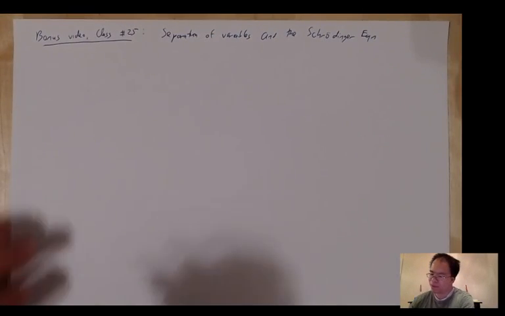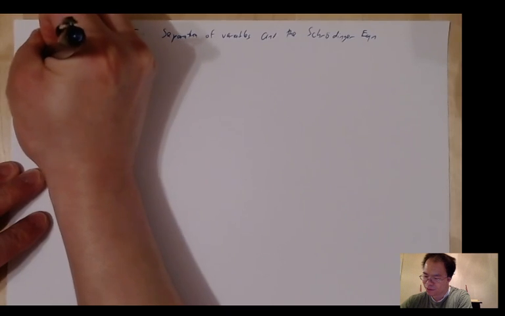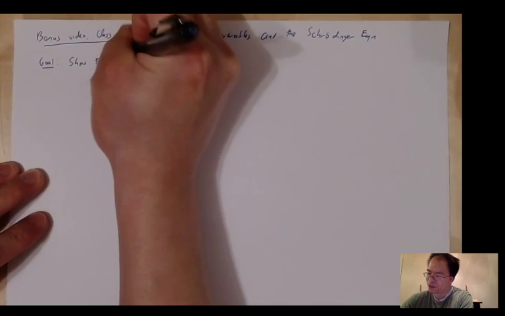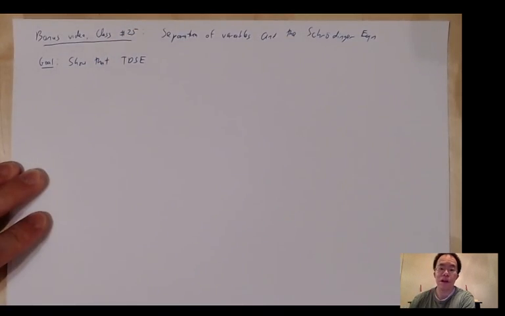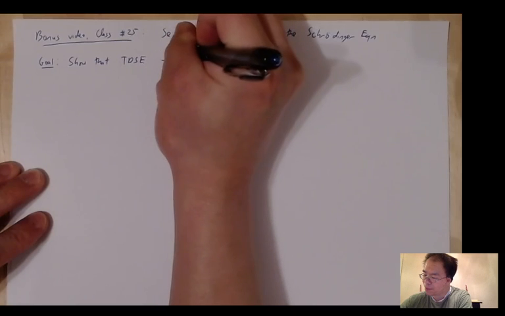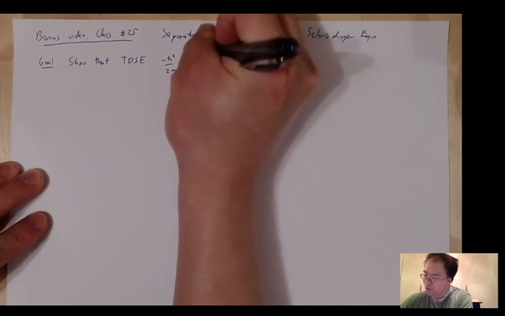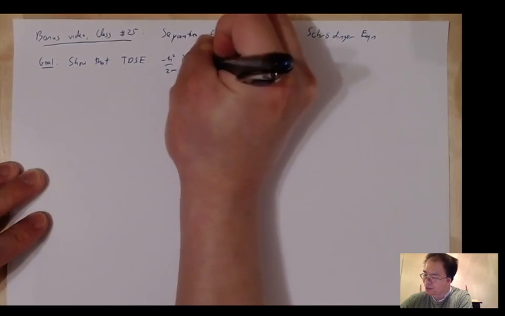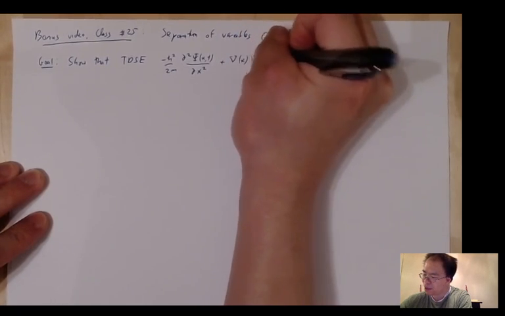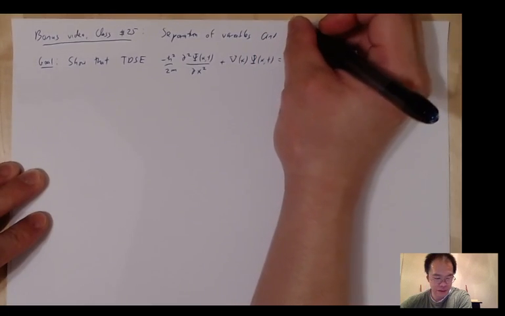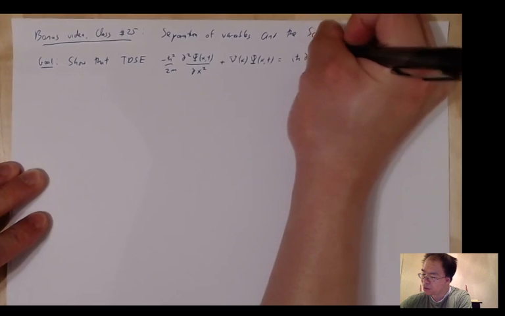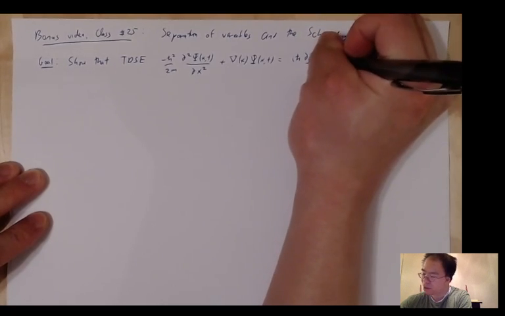Okay, so our goal today is to show that the time-dependent Schrodinger equation, which as a reminder looks like minus h bar squared over 2m partial squared capital Psi(x,t) over partial x squared plus V(x) Psi(x,t) equals i h bar partial Psi(x,t) over partial t.